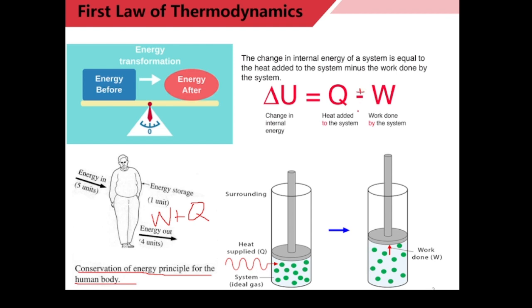Then we have to take the convention that Q in and work in are both positive; Q out and work out are both negative from the system. Okay, so this is simply the first law of thermodynamics.